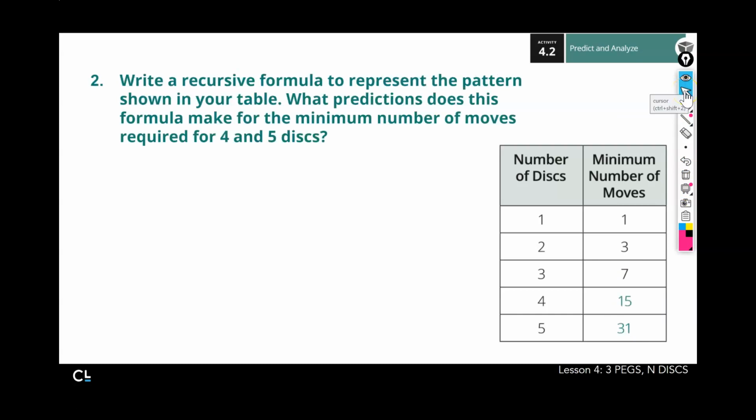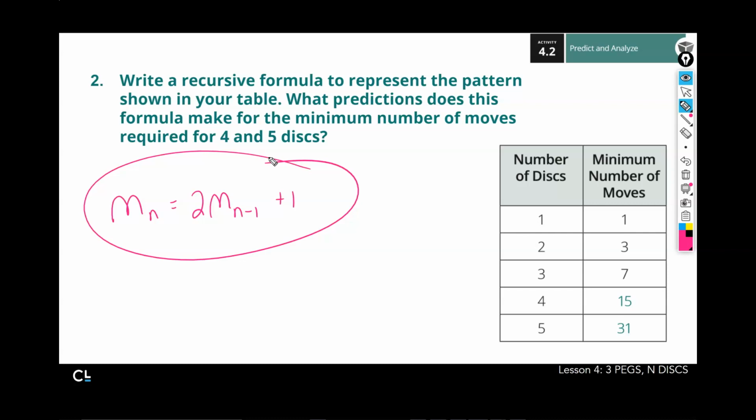Number 2, write a recursive formula to represent the pattern shown in your table. What predictions does this formula make for the minimum number of moves required for disk 4 and 5? So now they're kind of changing the verbiage to the minimum number. So we could write the minimum number of any term is 2 times the minimum number of the previous term plus 1. Assuming that n is greater than or equal to 1, assuming n is a positive integer.